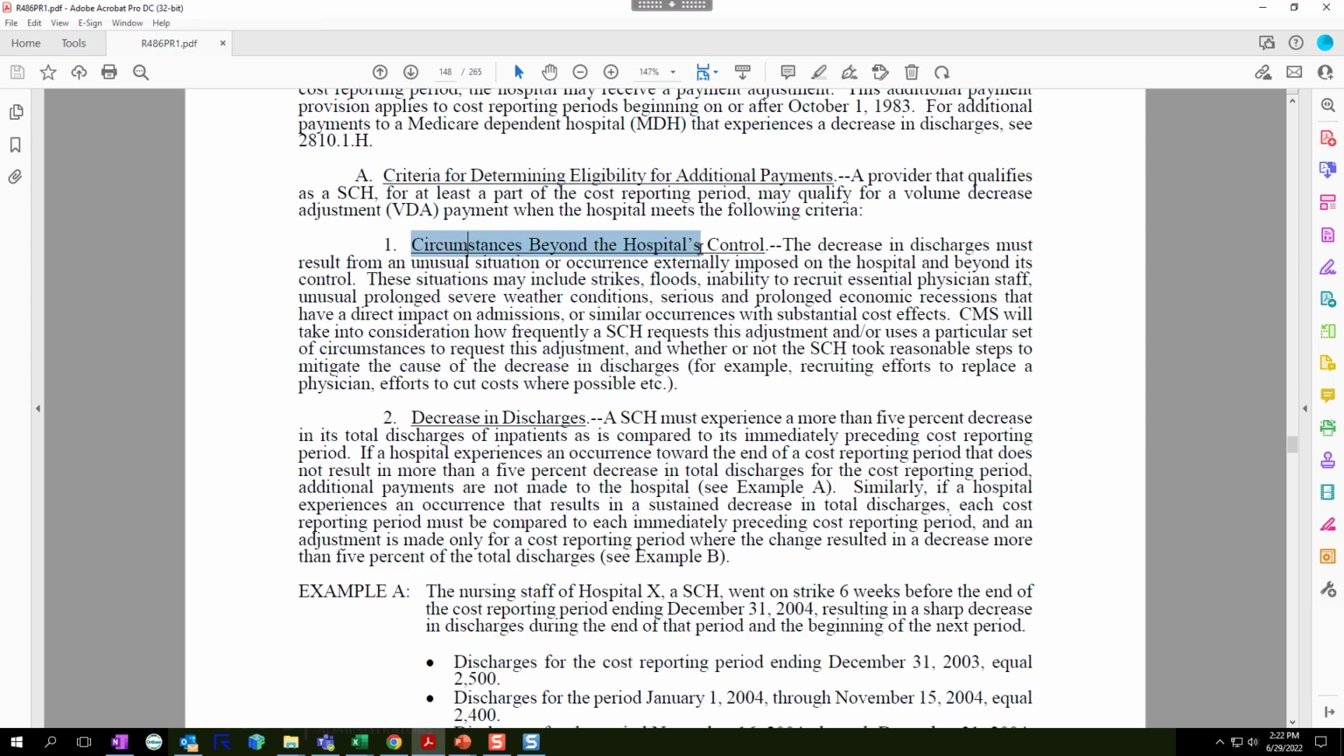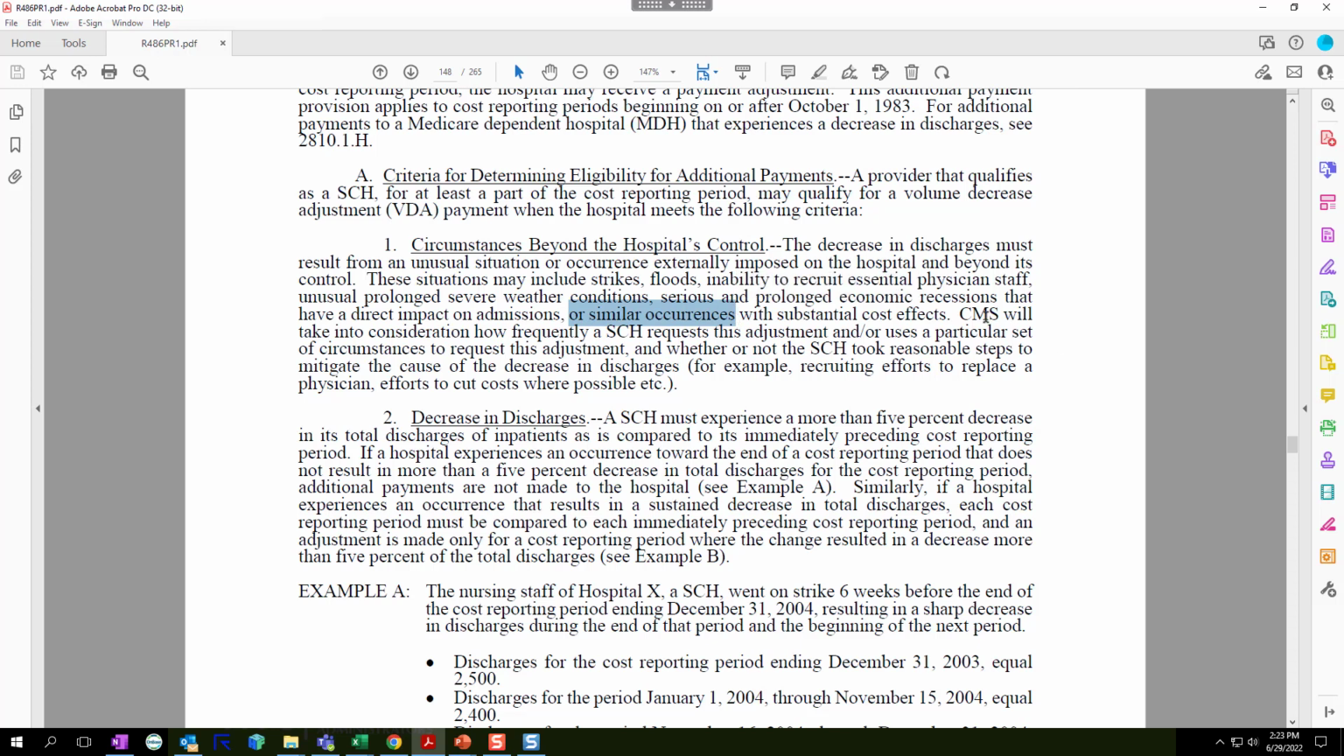And again, it goes through the detail about the circumstances beyond the hospital's control. You can see strikes, floods, inability to recruit essential physician staff, prolonged severe weather conditions, serious and prolonged economic recessions that might impact admissions, COVID, the COVID pandemic, the public health emergency, certainly that would have a direct impact on admissions. Certainly it's not partly an economic issue, but also a health issue there. And similar occurrences. That's where COVID would probably fall into.